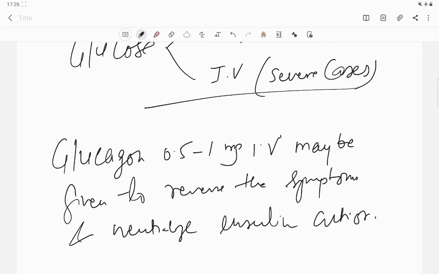There are other reactions as well to insulin, such as swelling, allergy, and edema, but the must-know side effect of insulin is hypoglycemia.